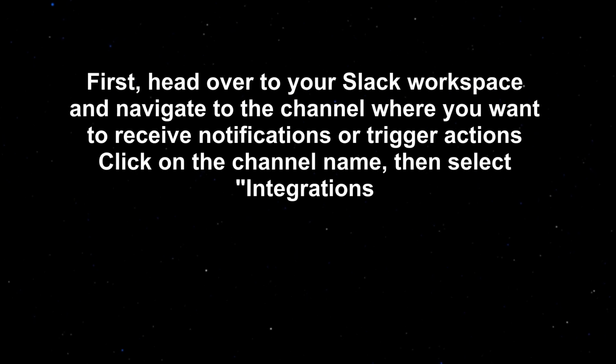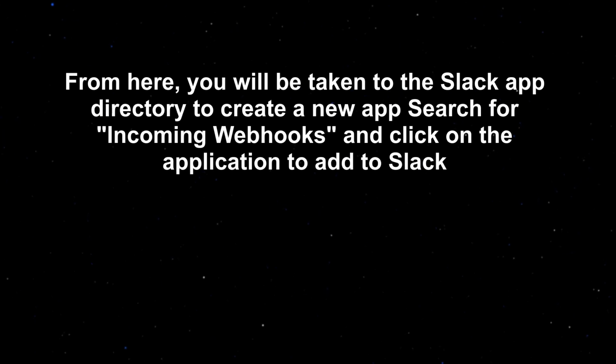First, head over to your Slack workspace and navigate to the channel where you want to receive notifications or trigger actions. Click on the channel name, then select Integrations. From here, you will be taken to the Slack app directory. To create a new app, search for incoming webhooks and click on the application to add to Slack.